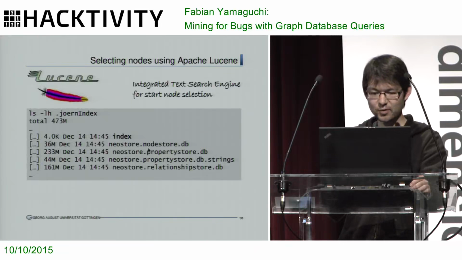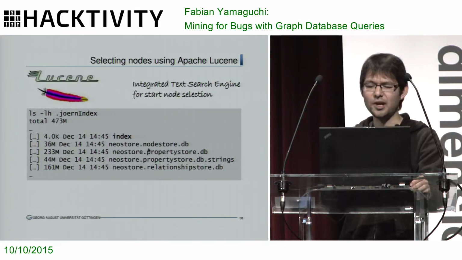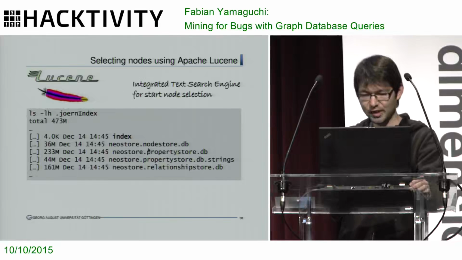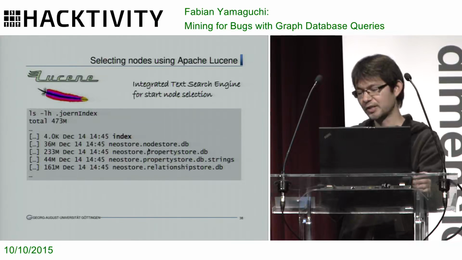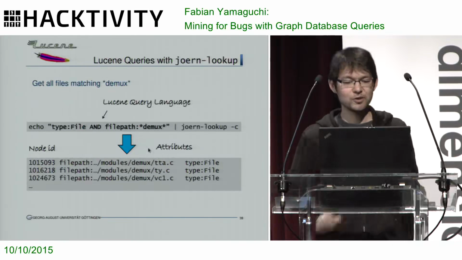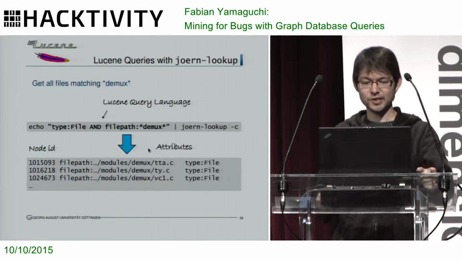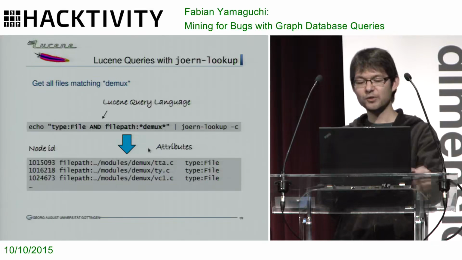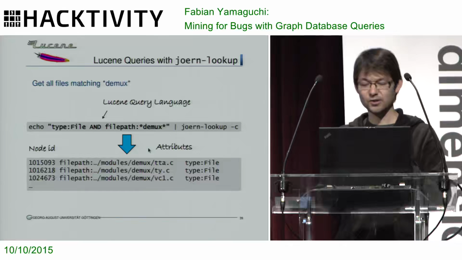Now in those 705 megabytes, there's also an integrated text search engine based on Apache Lucene, and we're going to use that for start node selection. So this is like an extra feature that Neo4j gives you. So here's an example of a very simple Yearn query. So this is just Lucene really. Let's say we want to have all the files that have the name dmux inside them. So we can write this query, type as file, and file path is dmux, and we can pipe this to Yearn lookup, and it will give us all of these paths and also the IDs for this.